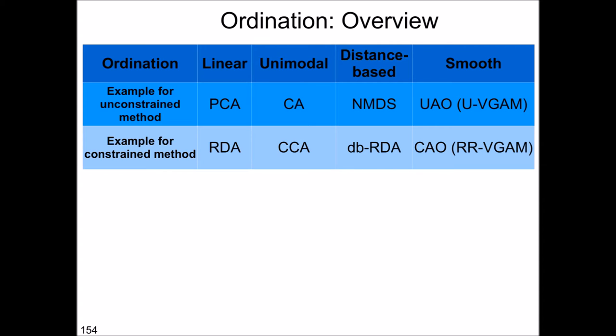If we have rather unimodal gradients, then we should use a correspondence analysis or different methods that capture these types of distribution of gradients. Then distance-based methods, and finally, smoothing techniques that are rather data-driven than model-driven. So we don't assume a certain distribution or shape of the data, but we just fit a shape from the data itself. What these different acronyms mean is also stated in the notes to this slide. Have a look there.